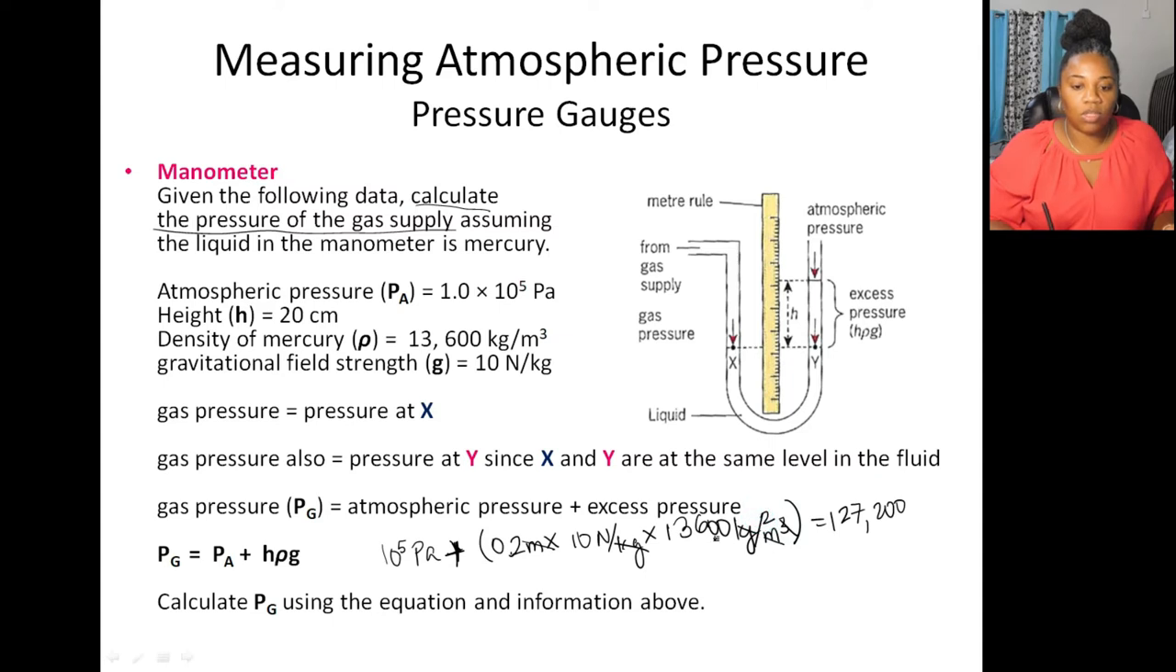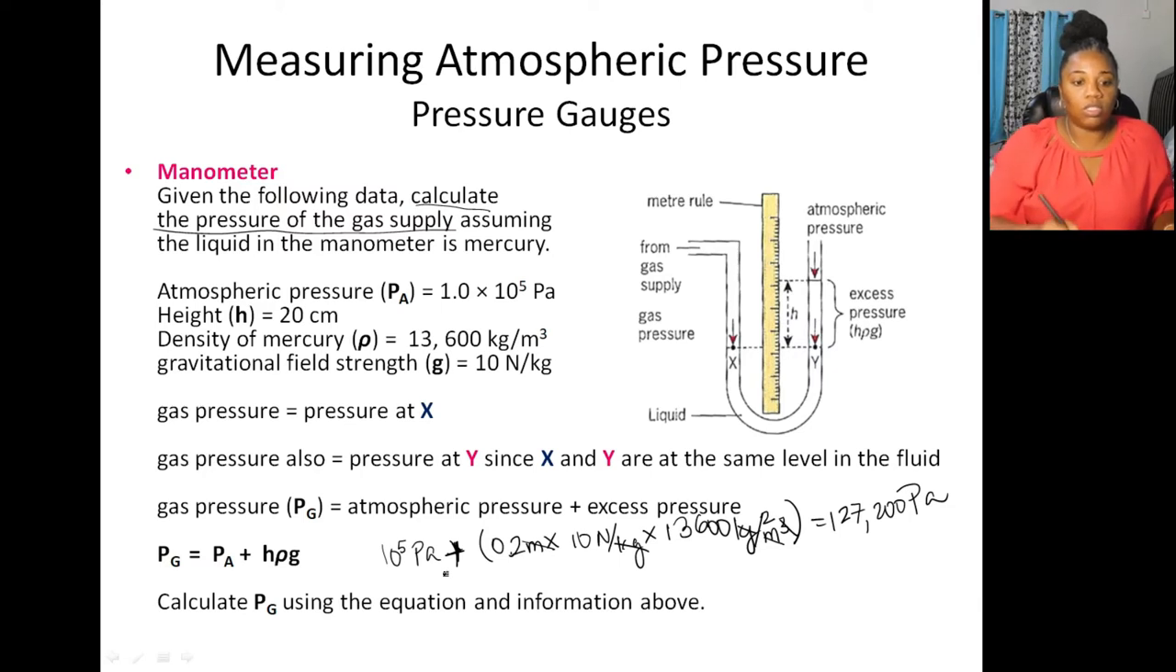Let's see, this goes to, and so we end up with newton meters, which is practically pascals right there, right? So 127,200 pascals, right? So that's how you calculate that. That's how you calculate pressure in a manometer.